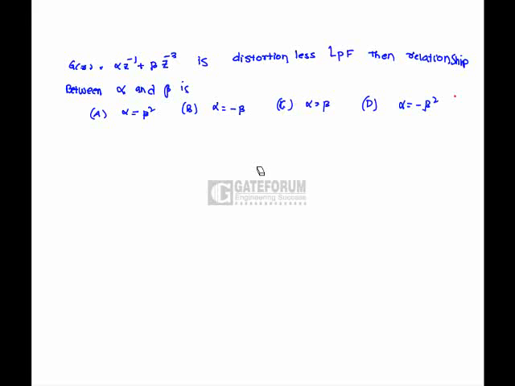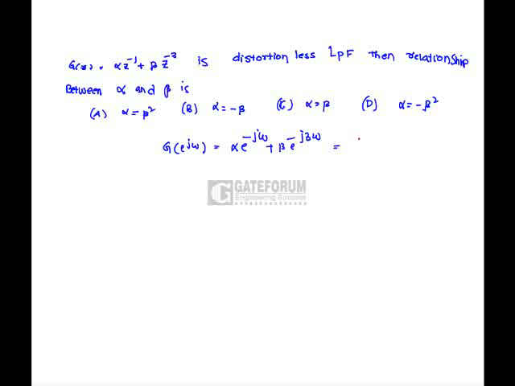If G of z equals alpha z inverse plus beta z power minus 3 is a distortionless low pass filter, then the relationship between alpha and beta is. Here, for distortionless, the filter phase must be a linear function of omega. That is, G of e power j omega is nothing but alpha e power minus j omega plus beta e power minus j3 omega.